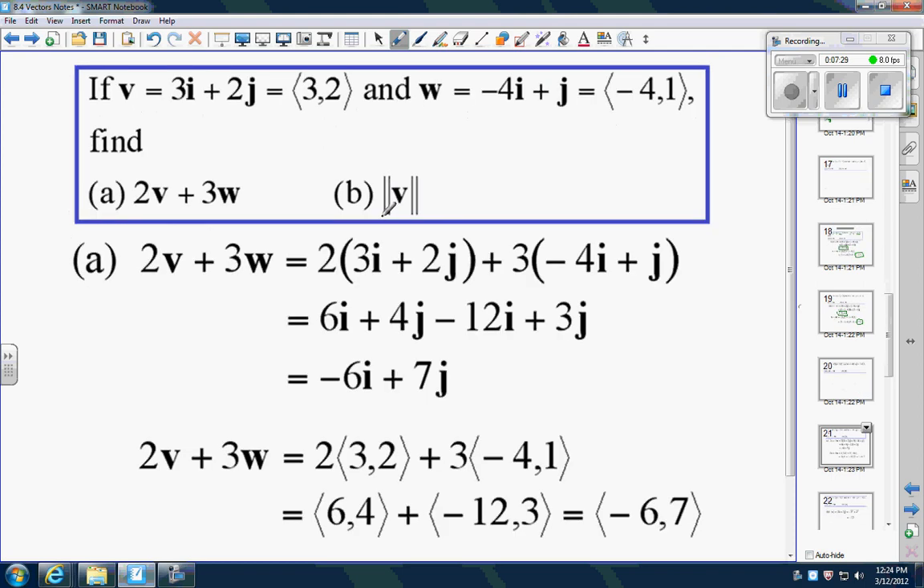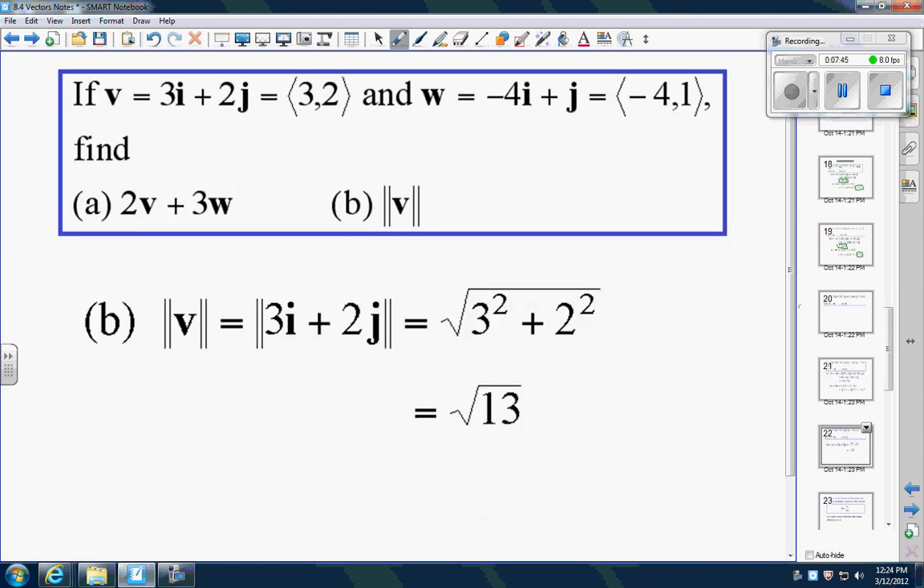That's what you should get. We're taking 2v. Okay, I usually do it this way. So 2v is 6, 4. 3w is negative 12, 3, and then we're just adding them together. 6 minus 12, 4 plus 3. Okay, magnitude, we're doing magnitude of v. We could also do magnitude of w. 3 squared plus 2 squared is 13. We square root it, square root of 13.